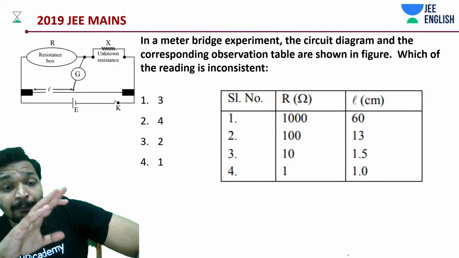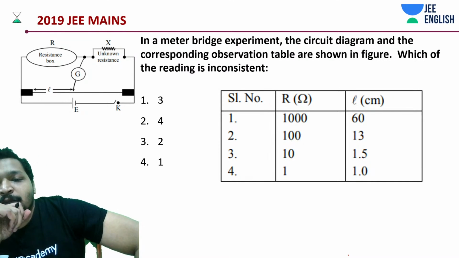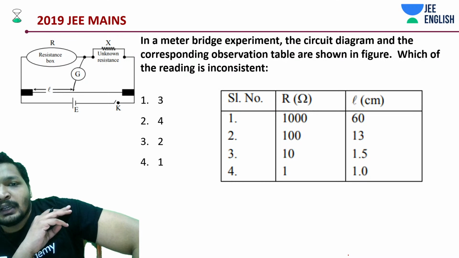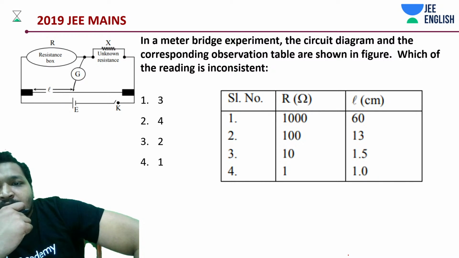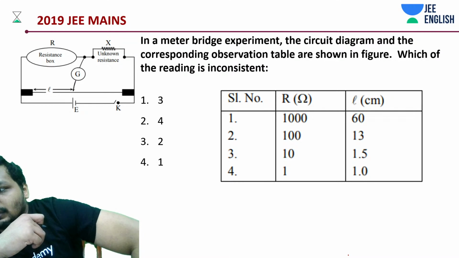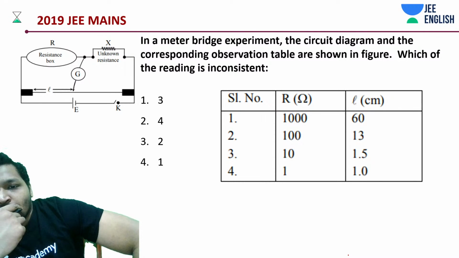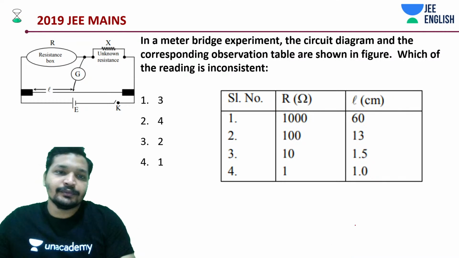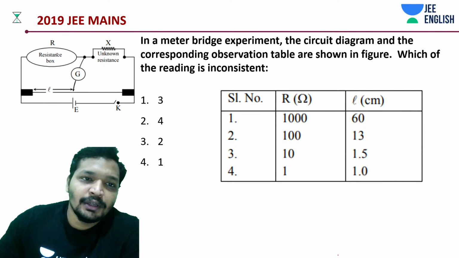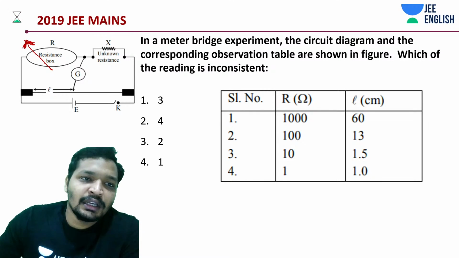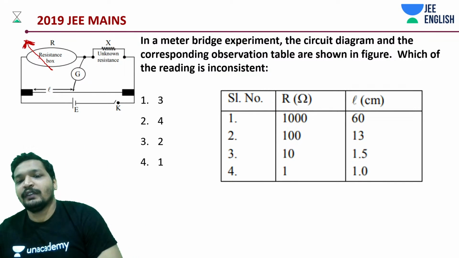Of course, there is an approach in this question. I'll come to that approach part. And what does this question say? So you have a meter bridge and the circuit diagram is given and the corresponding table is shown. Which of the readings is inconsistent? Okay, so this resistance box is the one that you're going to change. Remember, this is going to be a variable thing, the meter bridge, and you try to tune it to the near about half value to get the most accurate value.